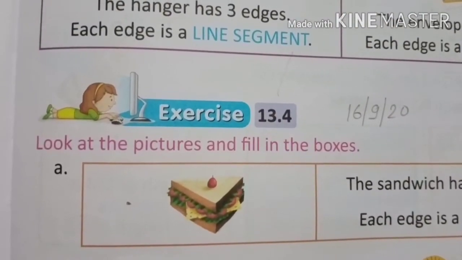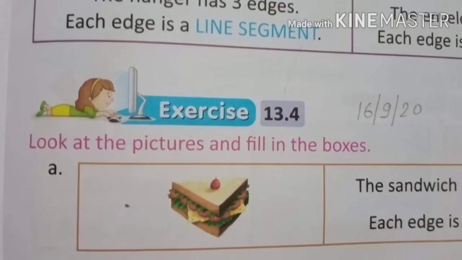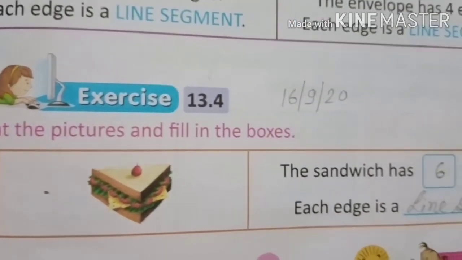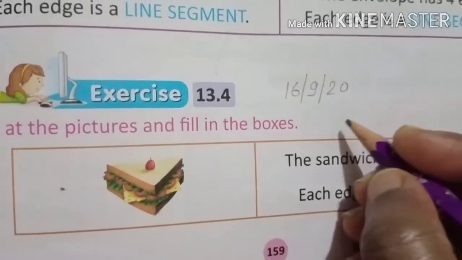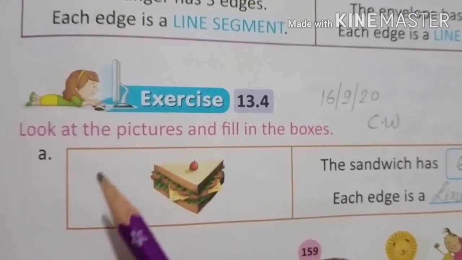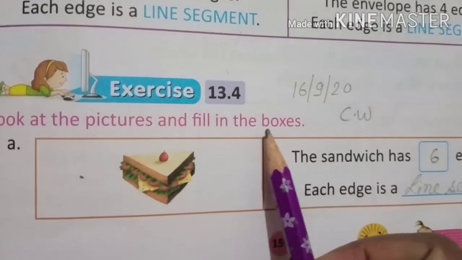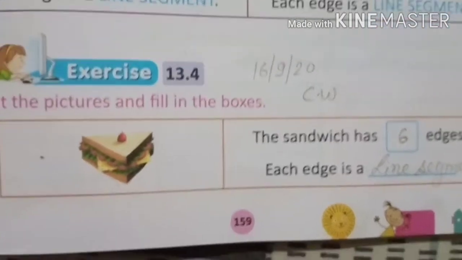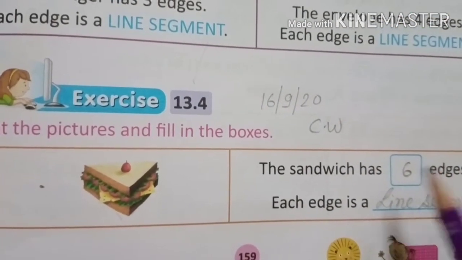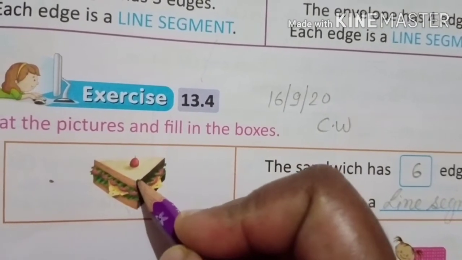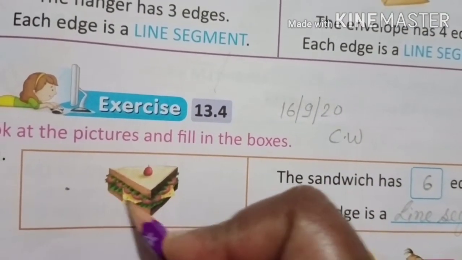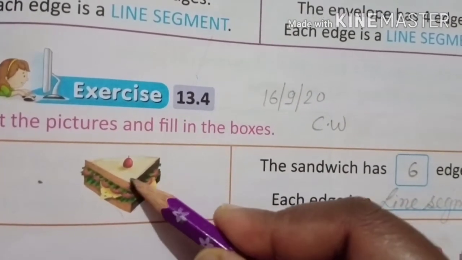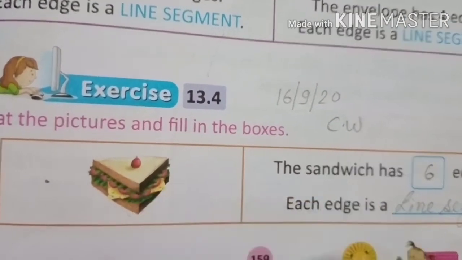On the basis of edges and line segments, we will do exercise number 13.4. Put the date, children, and also put classwork. Look at the picture and fill in the boxes. This is your sandwich, and a sandwich has 6 edges. See how? This is 1, 2, 3, then 4, 5, and that side will be 6. And each edge is a line segment. Okay.